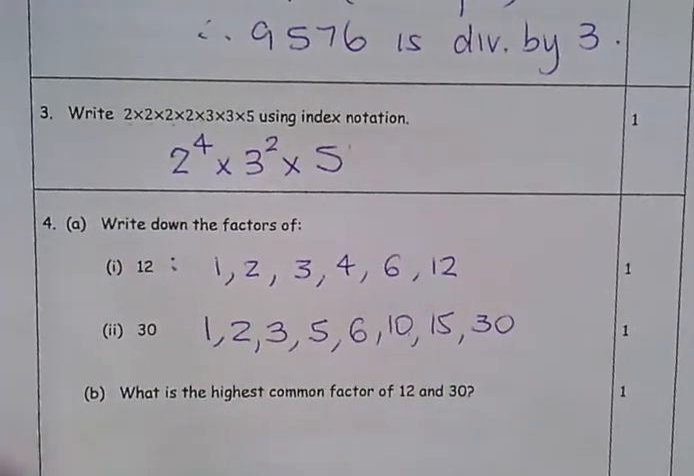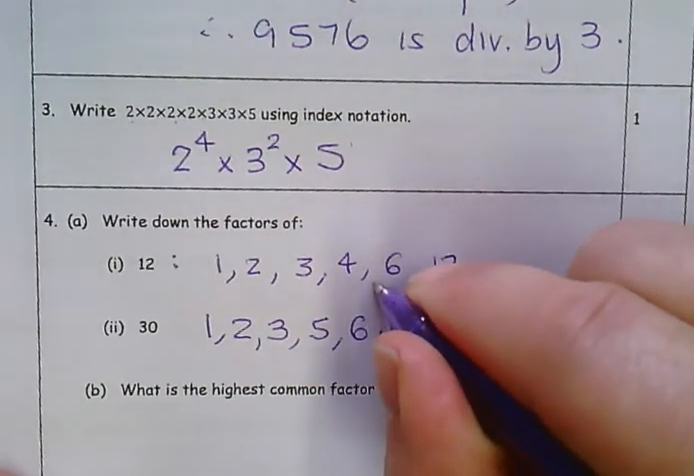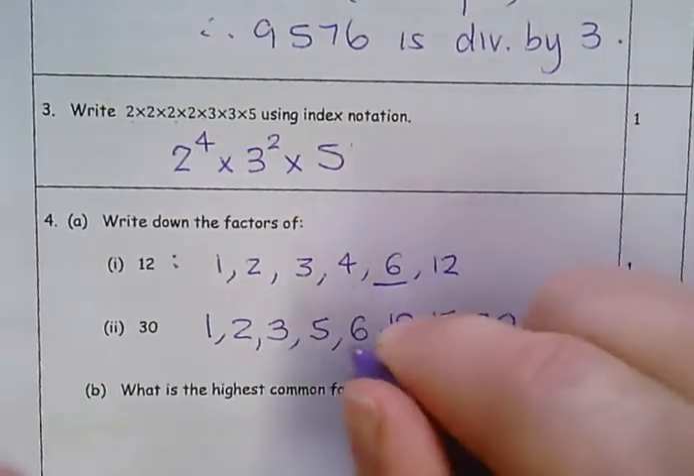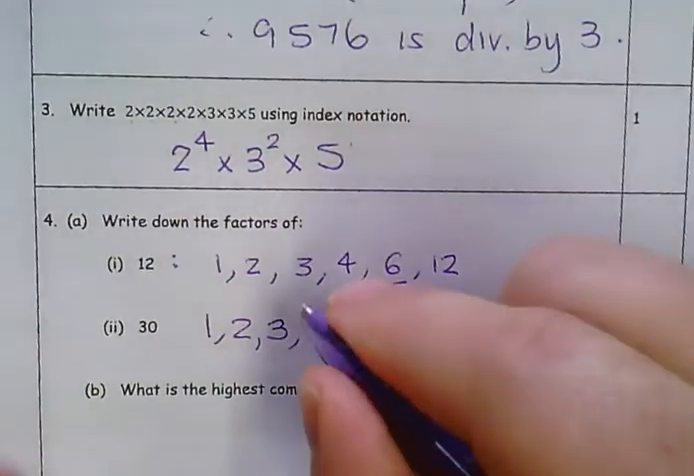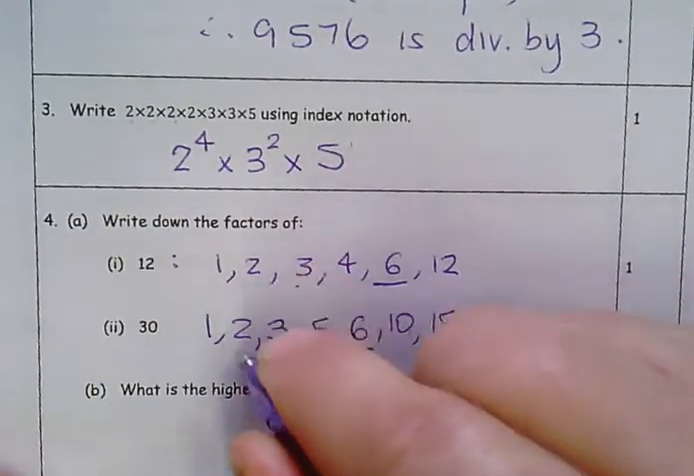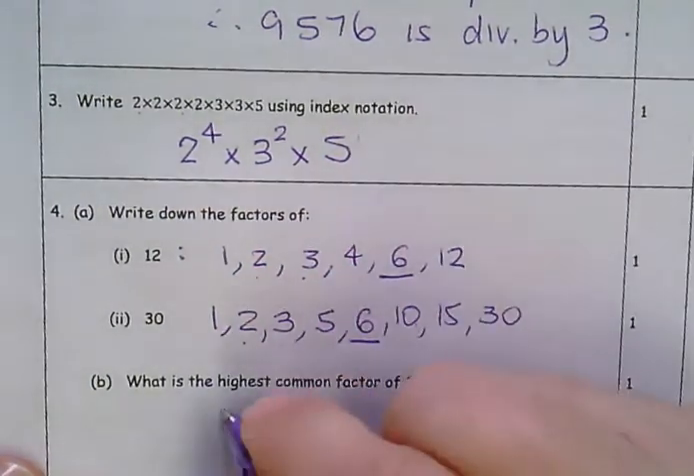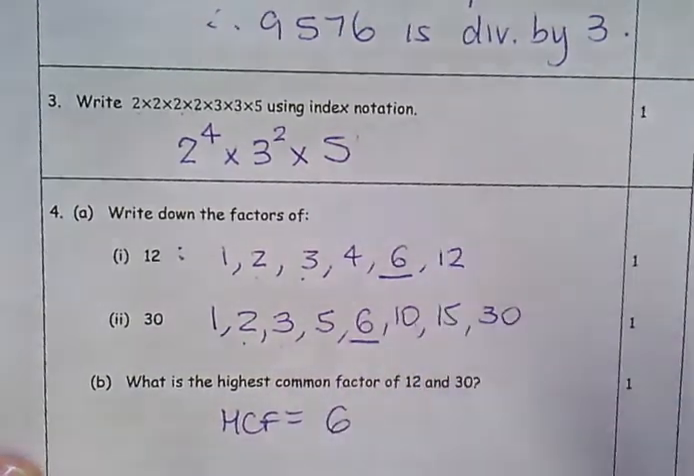Now, the common factors. I'm just looking for some of the high ones. The common factors are 6. 3 is common, so is 2, and so is 1, but the highest common factor is 6.